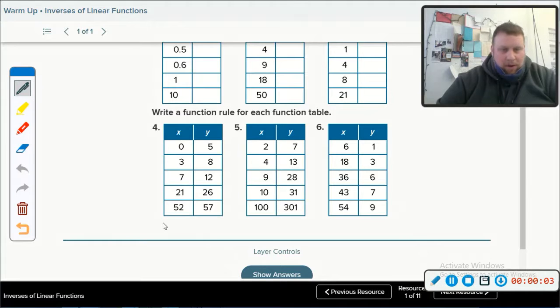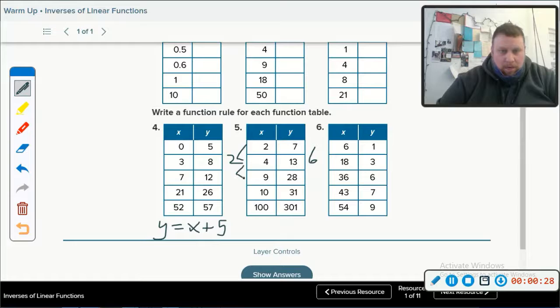What did we have right here? We had that y equals x plus 5, I think. Yeah. It was 5, 7 plus 5. Yeah, perfect. And over here, what do we see is happening? Well, if this goes up by 2, this is going up by 6. Okay?